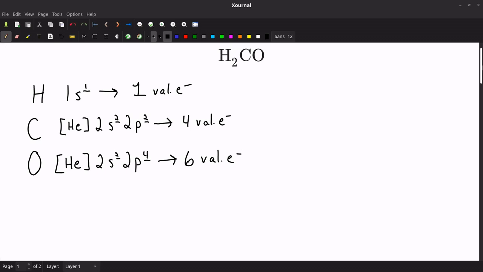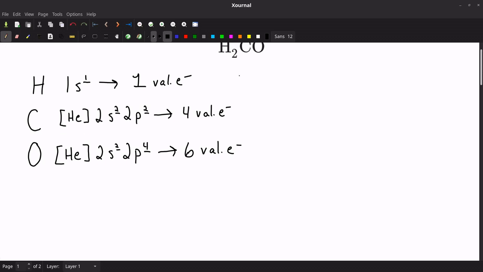Now we need to figure out the total number of valence electrons that we have. We have 2 hydrogens. That's our only multiple, so we're going to do 2 hydrogens times 1 electron for each one of those, plus the 4 electrons from carbon, plus the 6 electrons from oxygen, giving us a total of 12 valence electrons to work with.